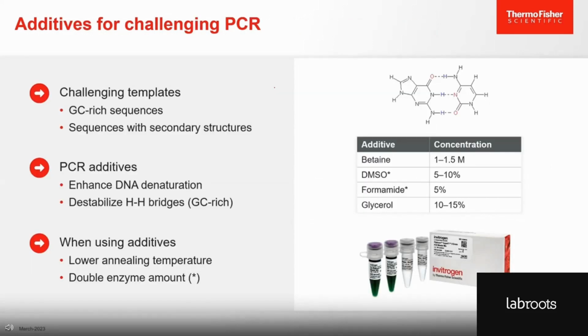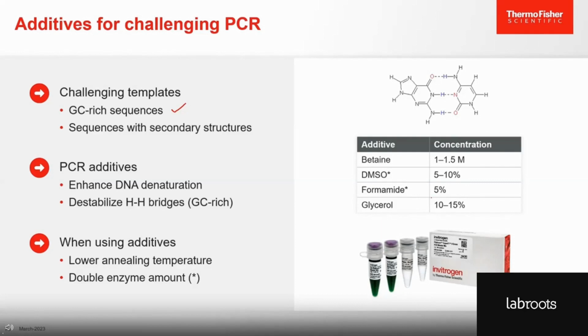Besides contaminating substances that can inhibit the PCR or cause it to fail, the template itself can be the source of the problem. For example, GC-rich sequences or such with a high degree of secondary structures can be quite challenging to amplify as the strands of such DNA are more difficult to separate and therefore less accessible for the DNA polymerase and its primers. To deal with this, you can add additives such as betaine, DMSO, formaldehyde, or glycerol to the reaction mix. This will destabilize the hydrogen bond bridges and enhance DNA denaturation.